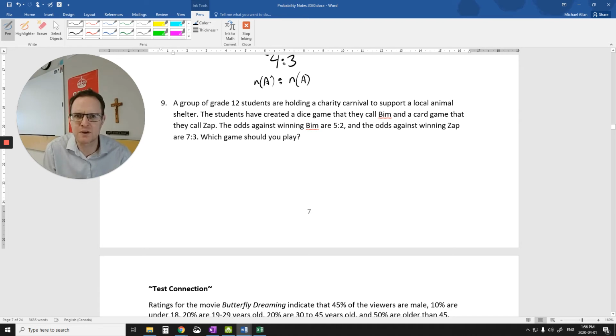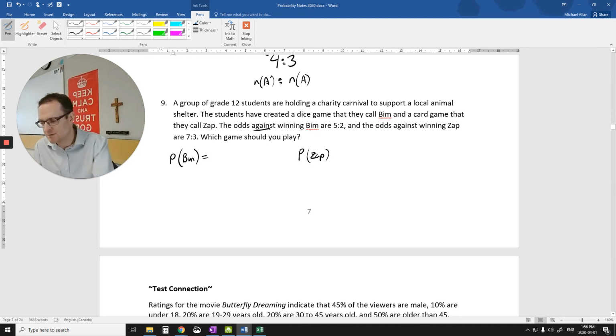So I'm thinking, which game has the more favorable outcomes for you, for the person that's playing the game, not for the people in the charity. To figure that out, it's probably best to find the probability of both games, and then we're just going to compare those two probabilities. So these are the odds against. So I'm going to find the probability of you winning this game.